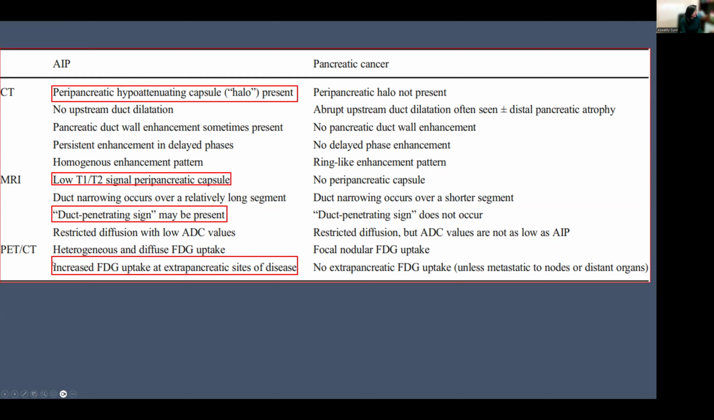PET-CT is really helpful in some cases where you see heterogeneous and diffuse FDG uptake in the pancreas in autoimmune pancreatitis. Also, FDG uptake can be seen in extrapancreatic sites of the disease. While pancreatic carcinoma shows focal nodular enhancement with no extrapancreatic uptake, unless, of course, there is metastatic disease.